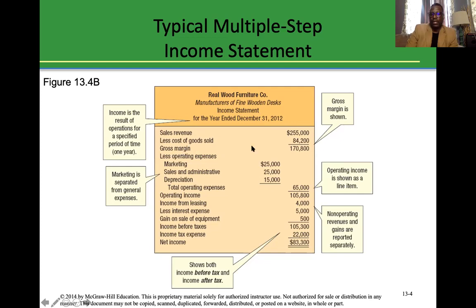And so those costs will be summed up in the cost of goods sold. After you subtract your cost of goods sold from your revenue, that gives you your gross profit or gross margin. Then you have your operating expenses. Then you have what is called your total operating income. Once that is subtracted, then you have income from leasing, less interest expense, and so forth. So again, there's multiple steps in this particular income statement. Usually you will see a multi-step income statement when you're dealing with a manufacturing company, because there is that line item called cost of goods sold.